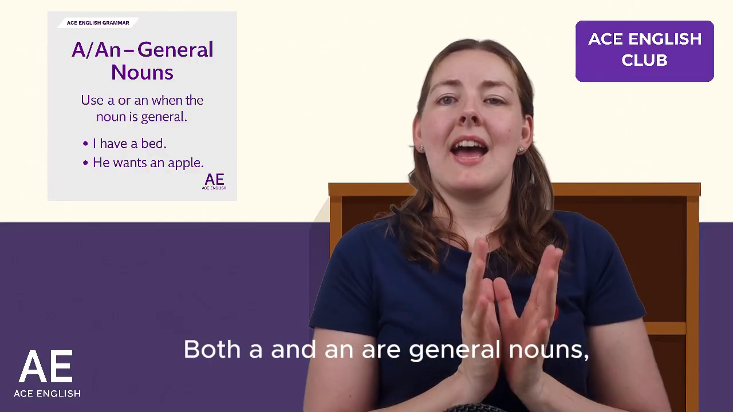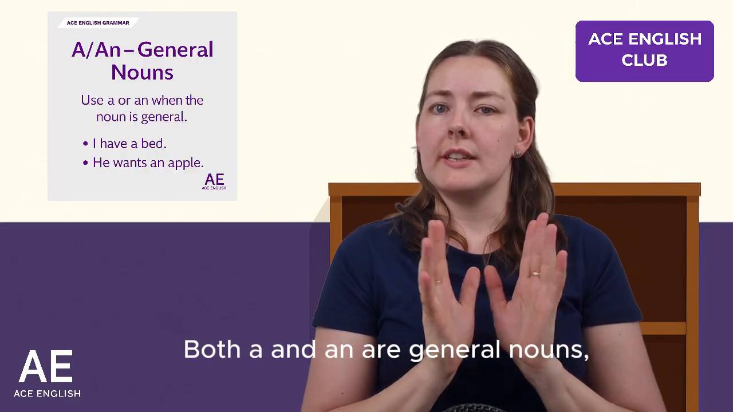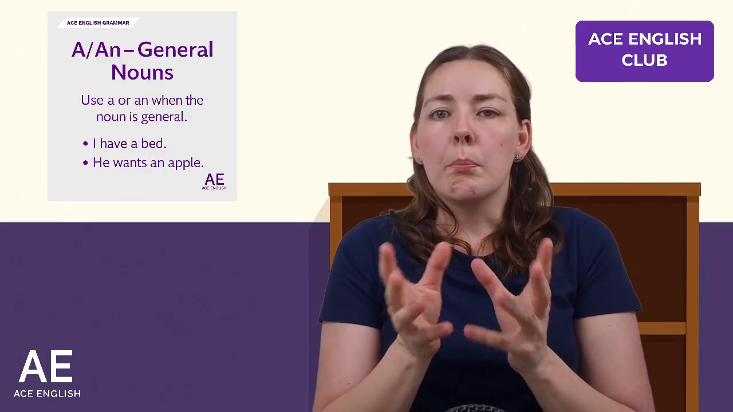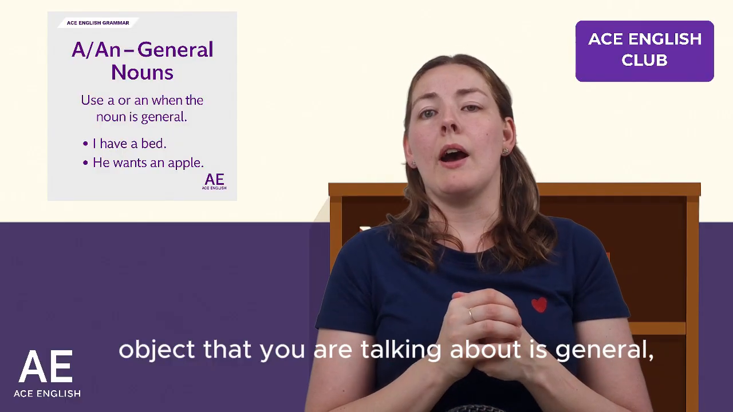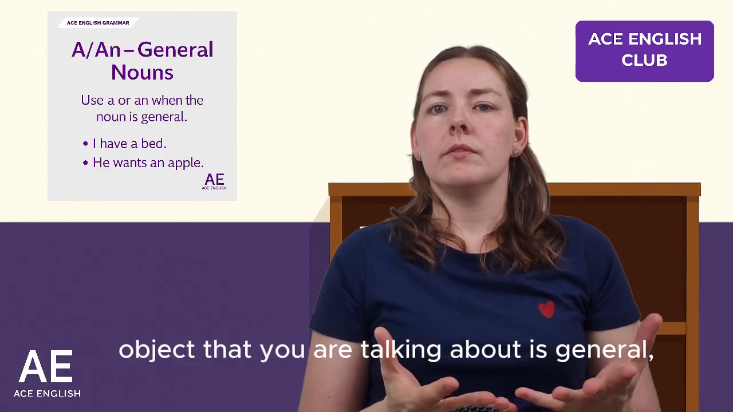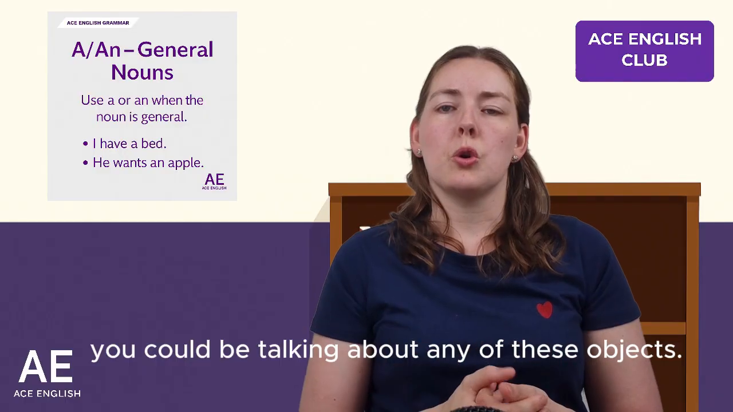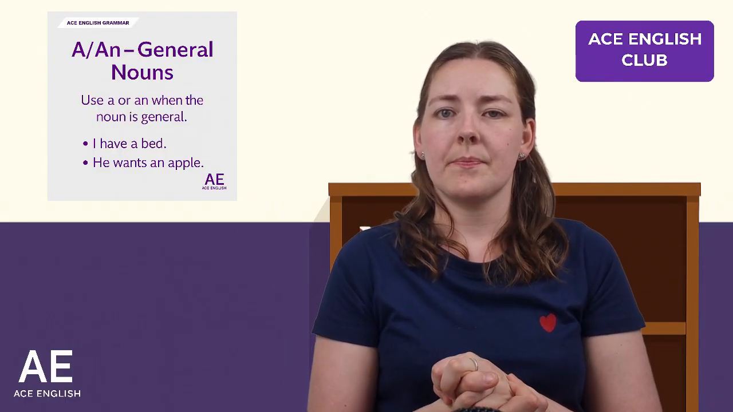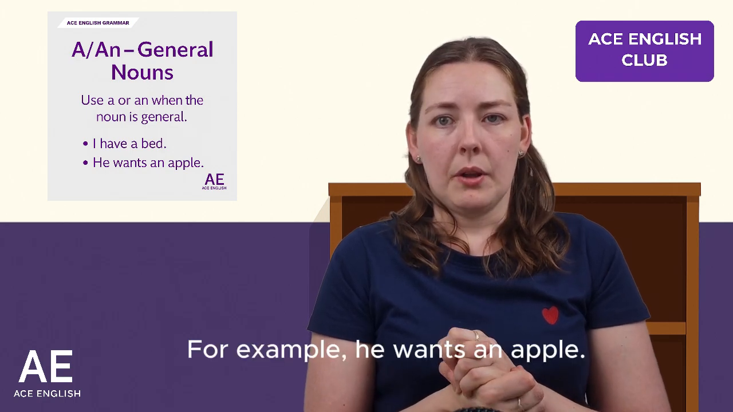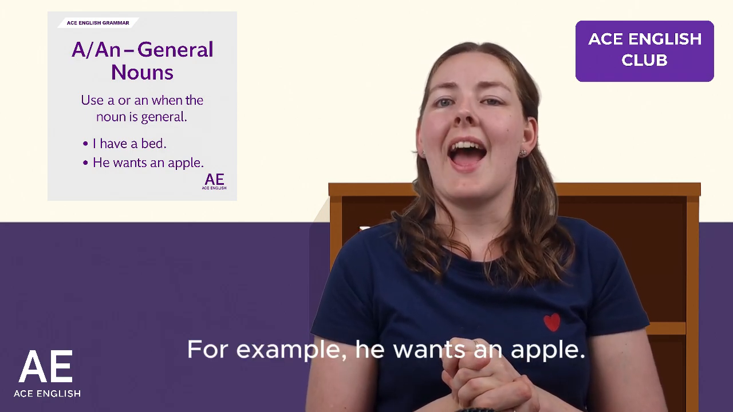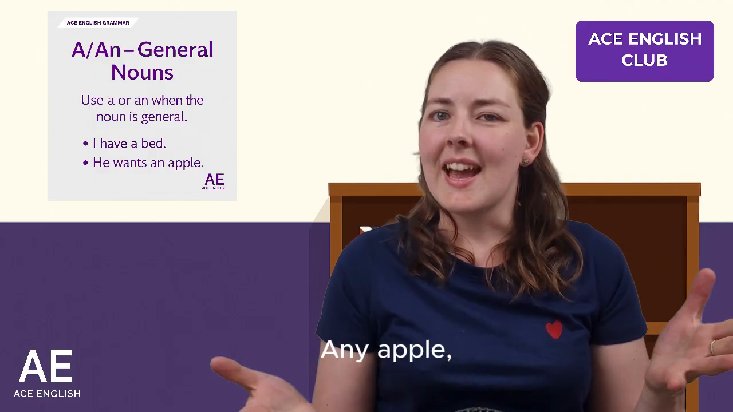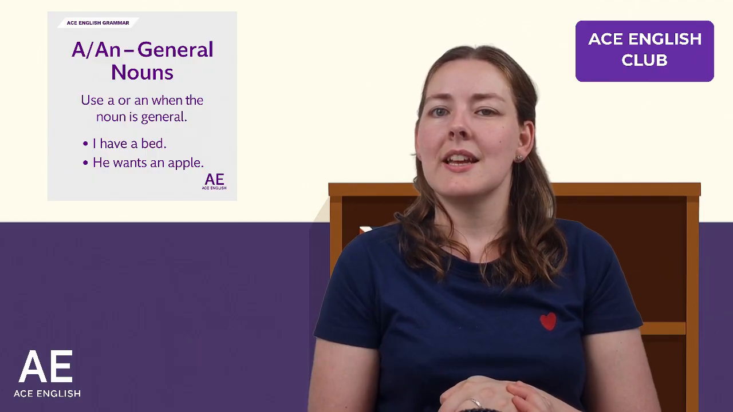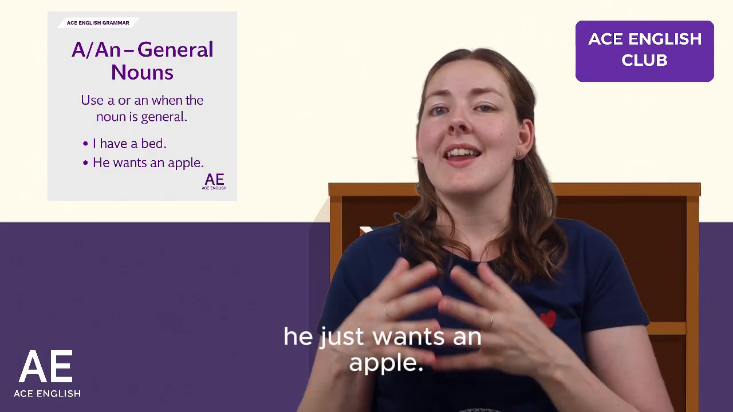Both a and an are used with general nouns. This means that the noun or object that you are talking about is general. You could be talking about any of these objects. For example, he wants an apple. Any apple. It doesn't matter what apple it is. He just wants an apple.